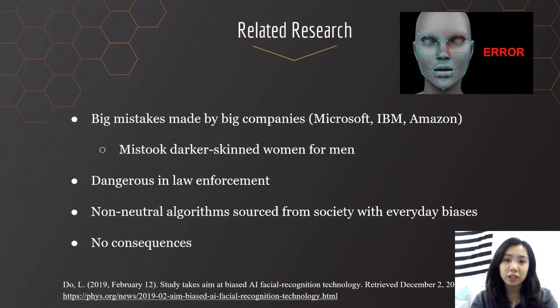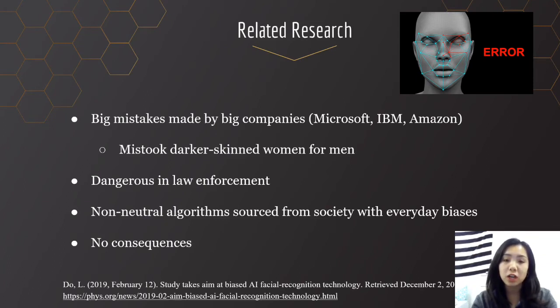A research study that is related to this question shows how Deb Raji, a student at University of Toronto's Faculty of Applied Science and Engineering, along with researchers at the Massachusetts Institute of Technology, analyzed biased AI facial recognition systems from big companies like Microsoft, IBM, and Amazon. They discovered that all of them had a tendency to mistake darker-skinned women for men.